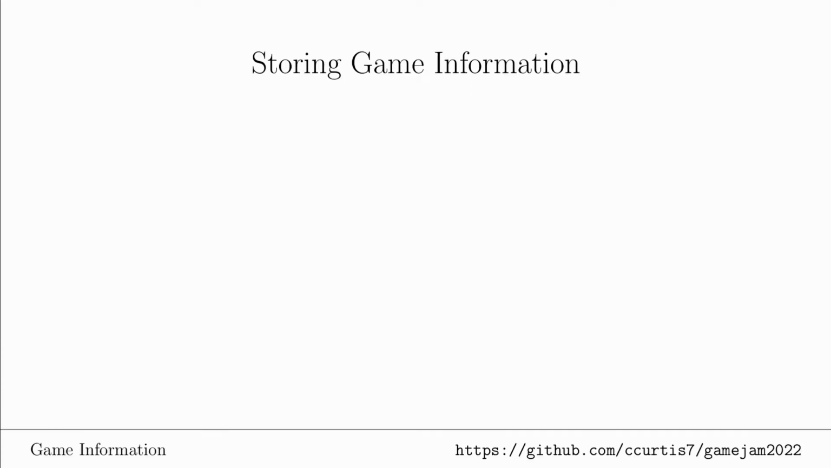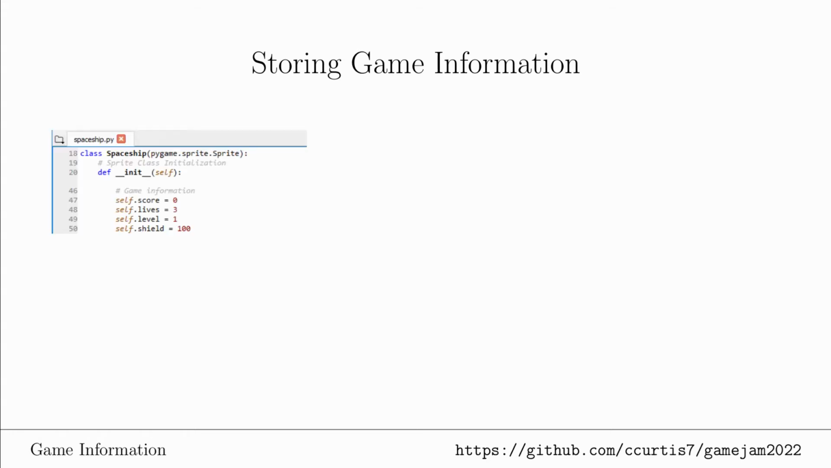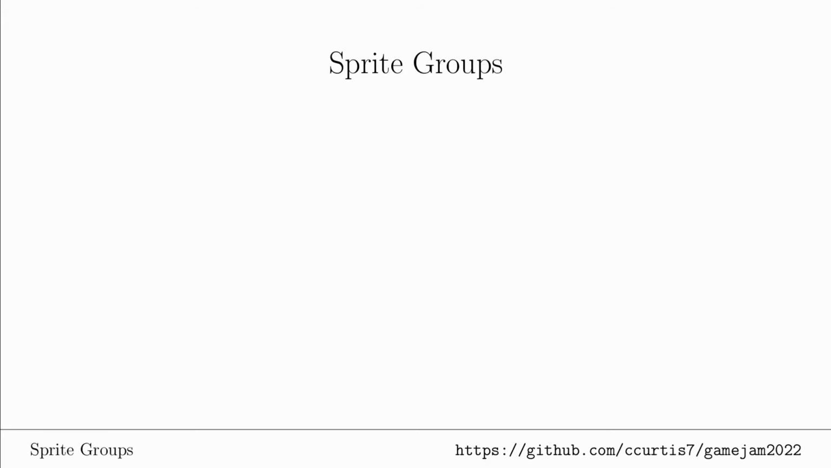Remember that we're using the player sprite to hold information about the game. Right now, it's holding the score and the lives, and we're going to add the game level to this. Anytime we want information about the player's progress in the game, we're going to want to tie that back to the player sprite.